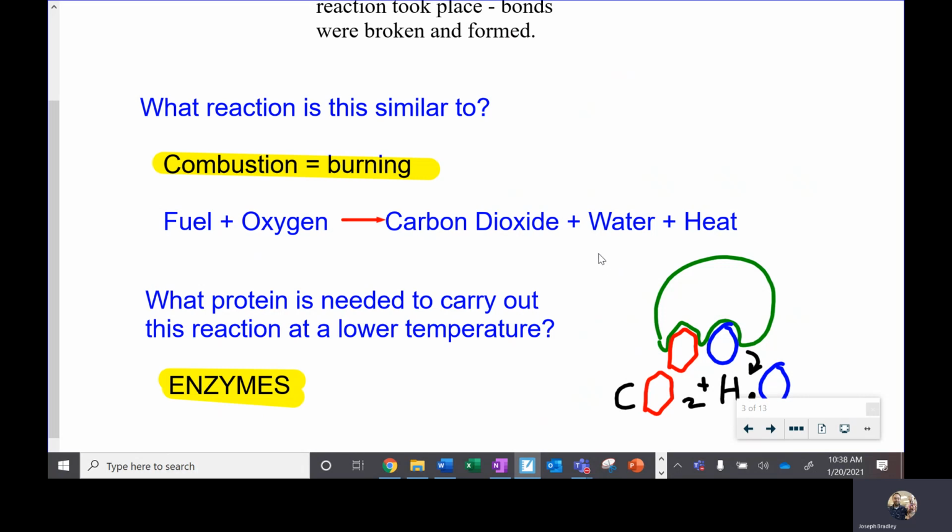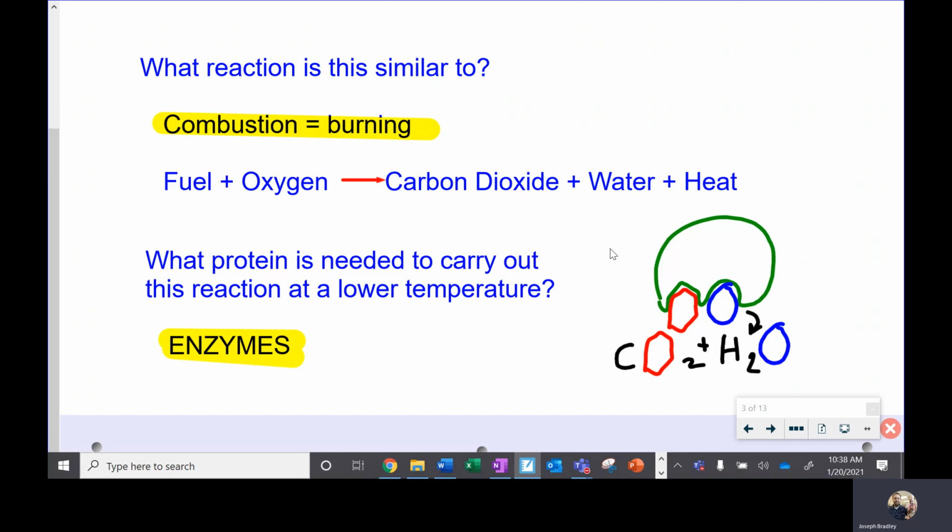In your body, you do basically the same thing. You take sugar and oxygen and convert it into carbon dioxide and water. Heat is a byproduct, but you also produce ATP, which we'll talk about in a second. The last part is, what protein is needed to carry this reaction out at lower temperature? Combustion requires temperatures in the 450 to 500 degree range, whereas our body burns everything at around 98 degrees. Why does that happen?